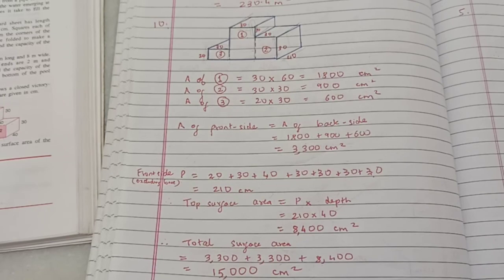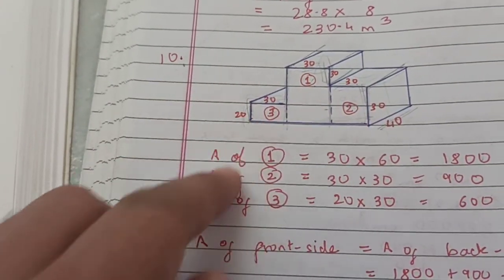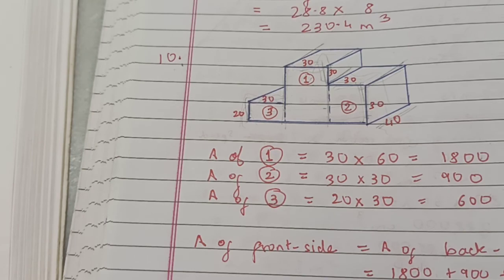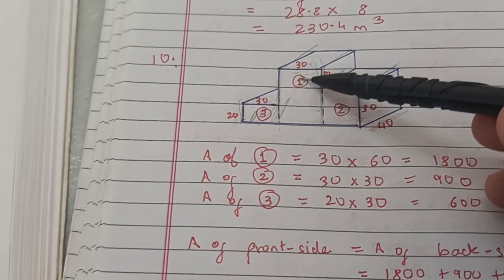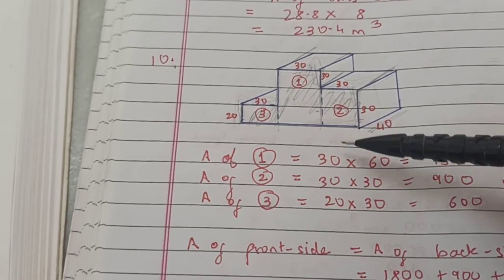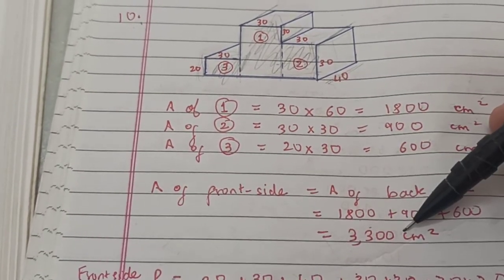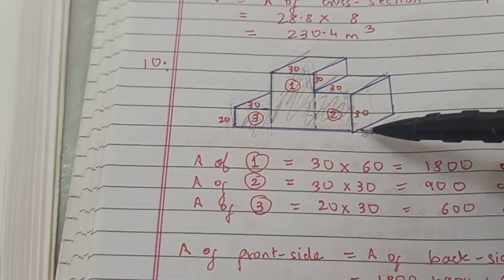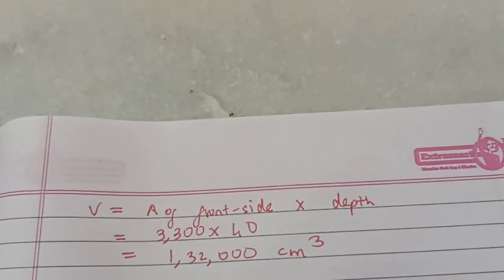But the sum isn't done yet. They even want the volume. Now you can either find the volume of 1, volume of 2 and volume of 3 and add them, or use a short formula. What was it? Volume is equal to the total area into the depth. Now the front side area we already know, it's 3300. So just multiply it with the depth, which is 40, and you get the volume as 1,32,000 centimeters cube.